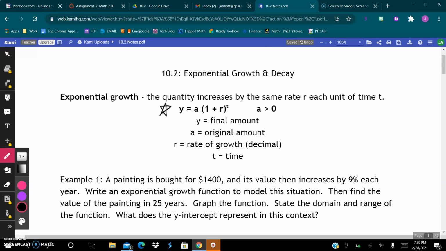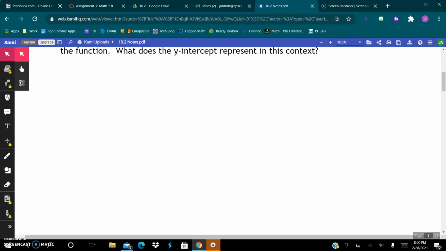Y equals a times the quantity of 1 plus r to the t power, and a has to be greater than 0. Y is our final amount. A is the original amount, so the starting amount. R is the rate of growth as a decimal. And then t is our time, normally in years, but depending on the problem and what we're talking about, that could change.